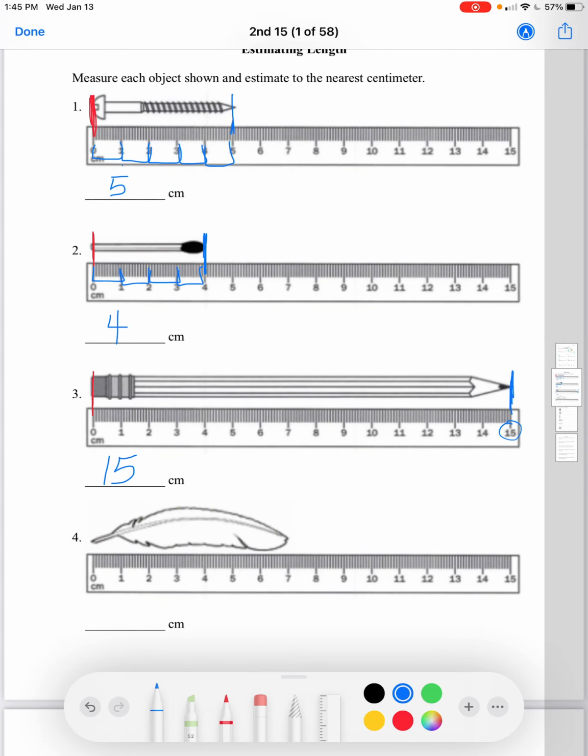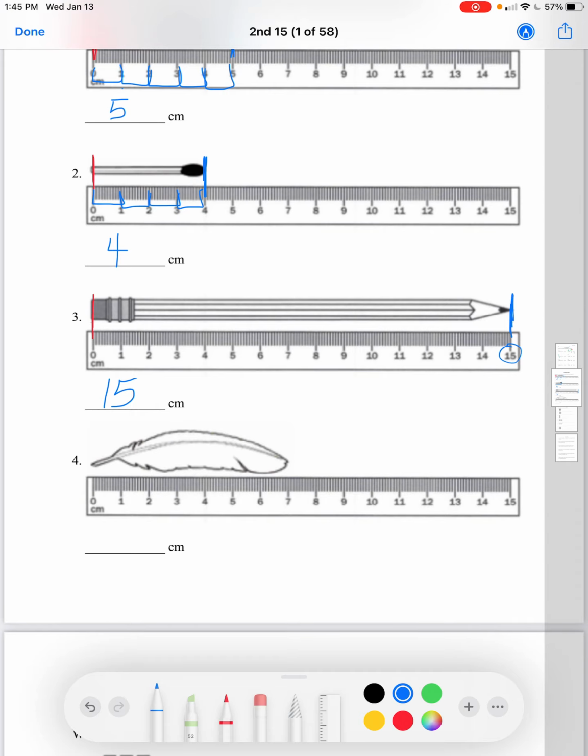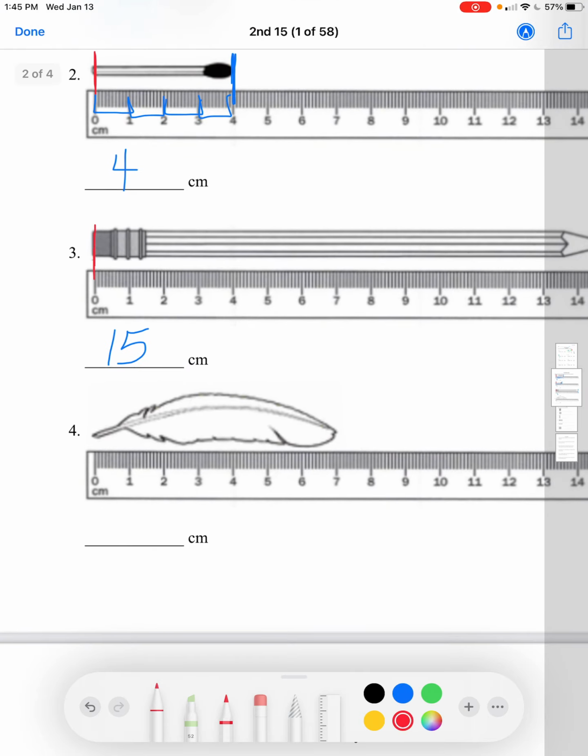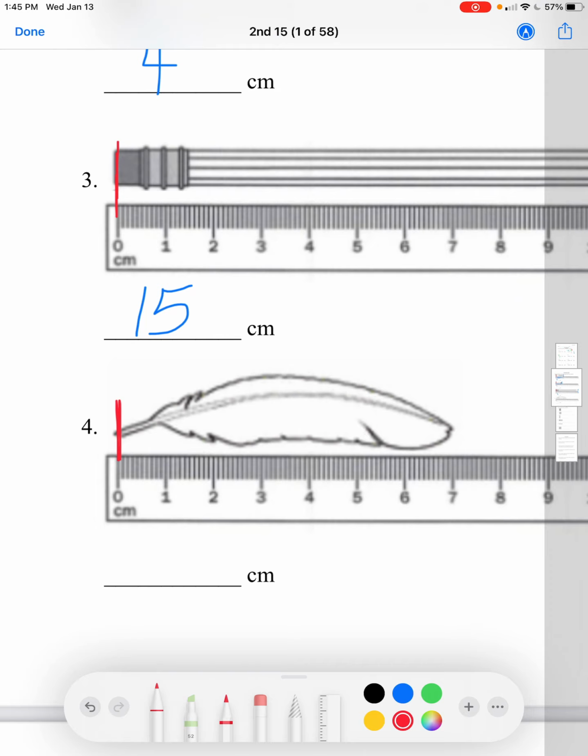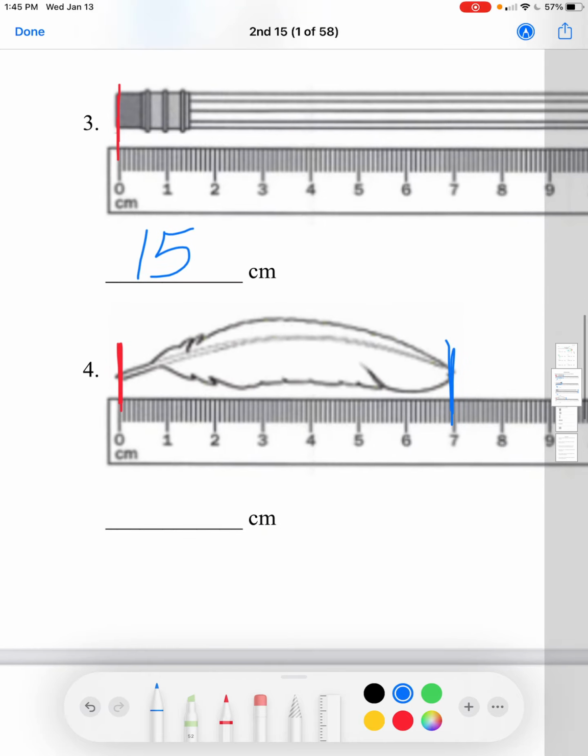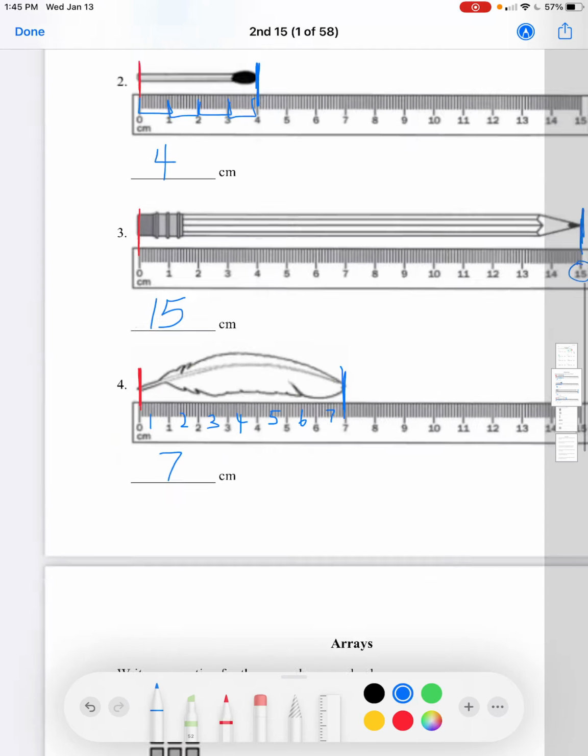So the pencil is 15 centimeters long. Now we have a feather. We'll start the base right here at 0, and the feather ends at around 7 centimeters. You can count: 1, 2, 3, 4, 5, 6, 7. And the length of 1 centimeter is always going to be the same. So we have 7 of those centimeters. That's how long the feather is.